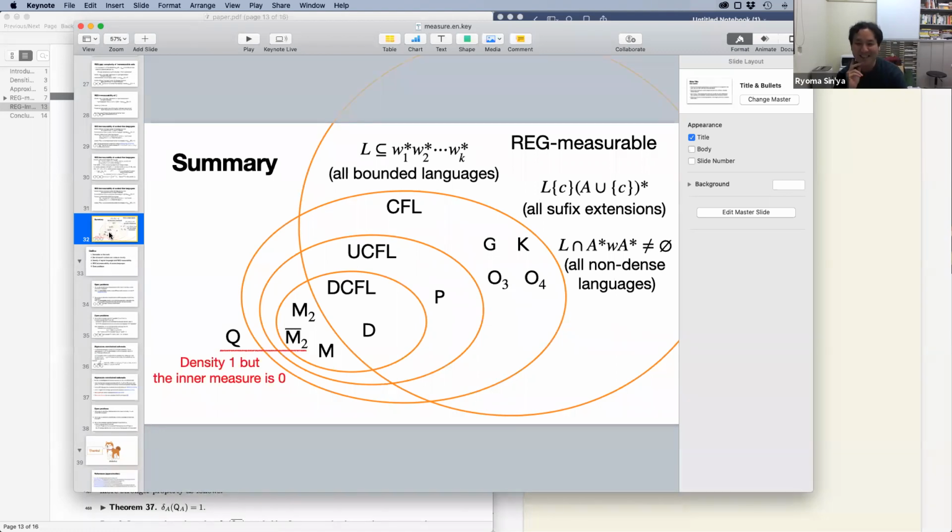My question is similar to the previous question. To me, another very natural way of defining density would be something closer to an L1 distance from a regular language. How does that relate to your model? Do you know what that might give you? I'm not aware of L1 distance. What is L1 distance?